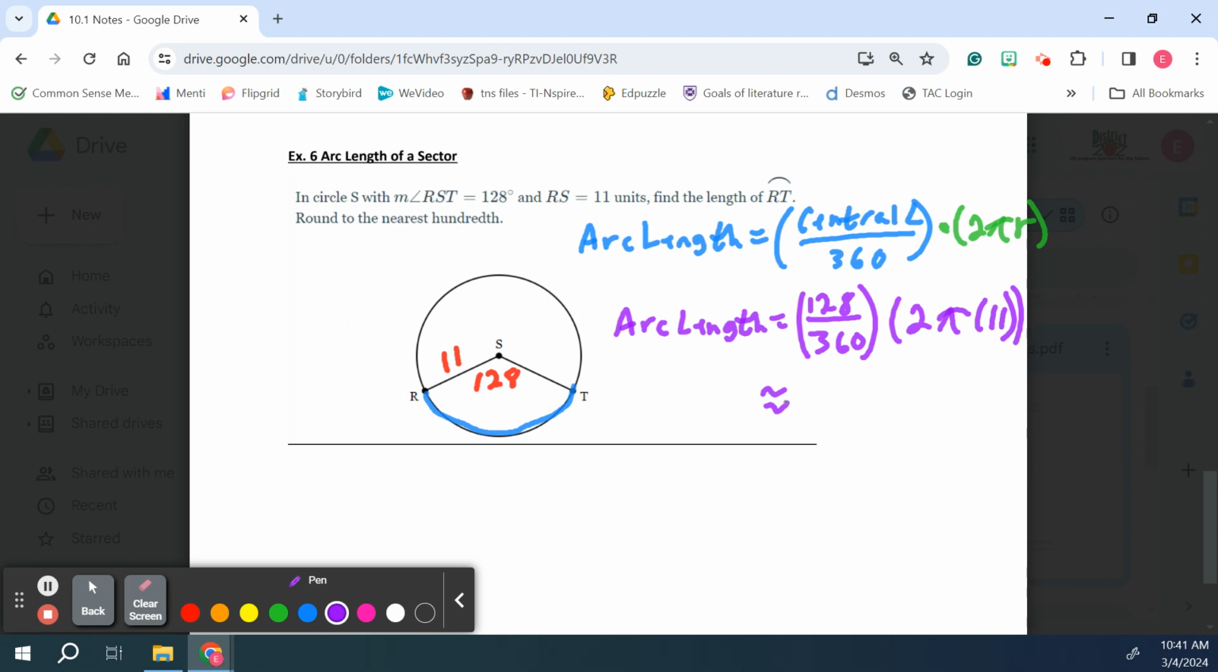All right, what did we get? Connor. Very good. 24.57. And remember, this is a length, so it's like a perimeter. So it's just units. There's no square there. Okay? Questions on this? Anything?